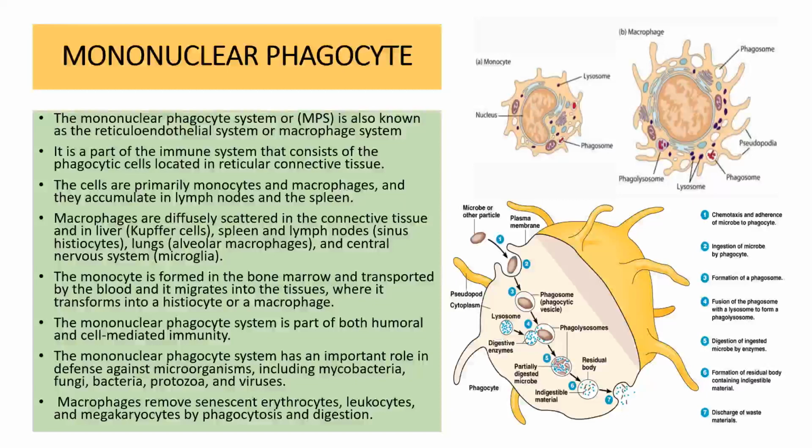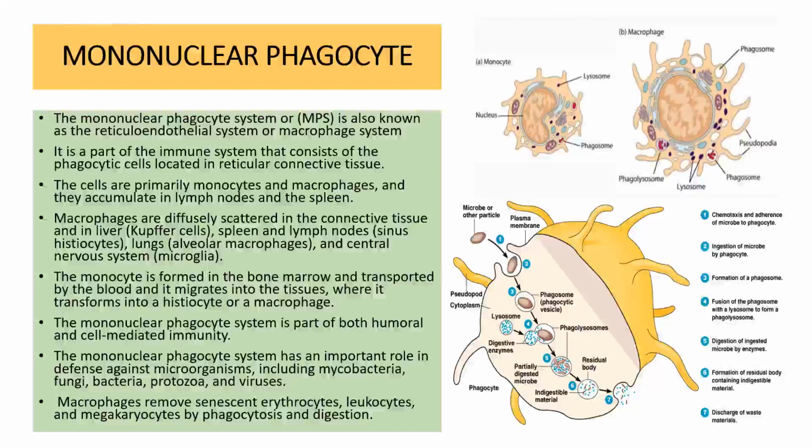Fourth important cell is mononuclear phagocytes. Mononuclear phagocyte system is also known as reticuloendothelial system or macrophage system. It is a part of immune system that consists of phagocytic cells located in the reticular connective tissue. The cells are primarily monocytes and macrophages, and they accumulate in the lymph node and the spleen.